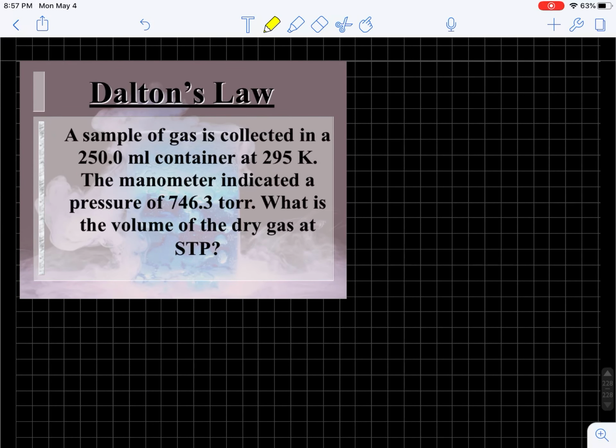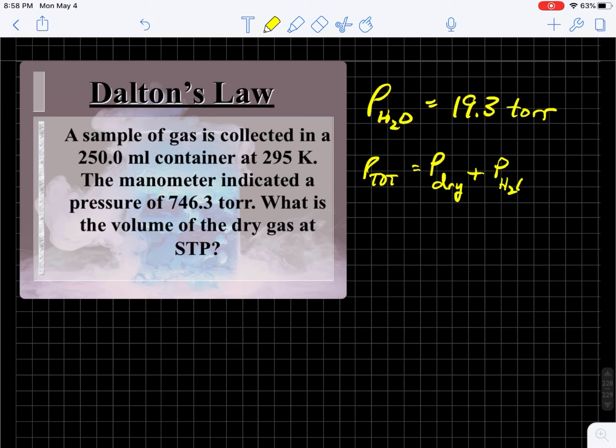Okay, there we go. All right, so first of all, the pressure of the water that evaporates during the collection, we said was 19.3 millimeters of mercury, which is the same as 19.3 torr. Before we do anything with this problem, we have to figure out what is the pressure of the dry gas, and I'm just going to call it pressure dry. Well, first of all, total pressure is going to be equal to the partial pressure of the dry gas plus the partial pressure of the evaporated water. So we can solve for the dry gas.